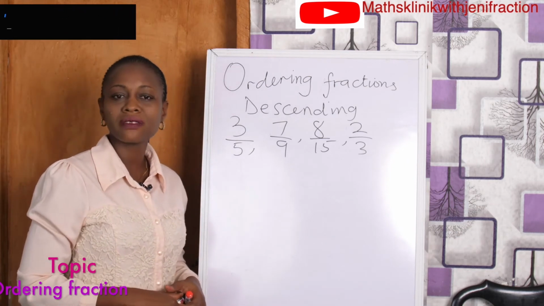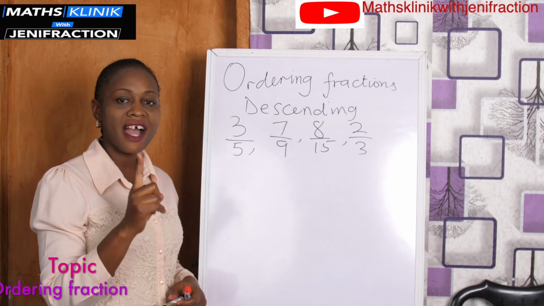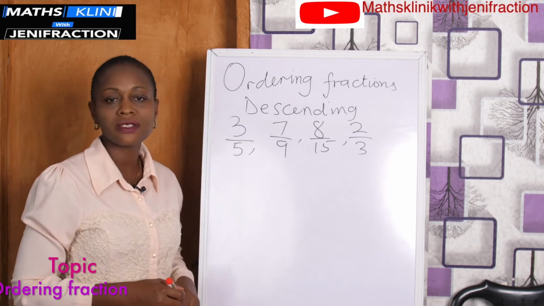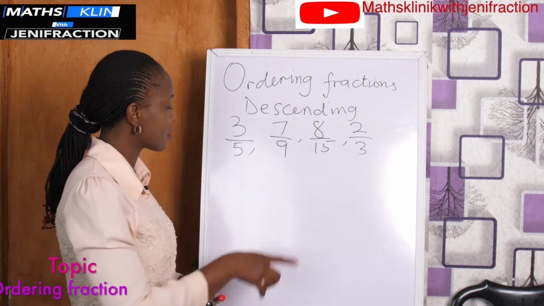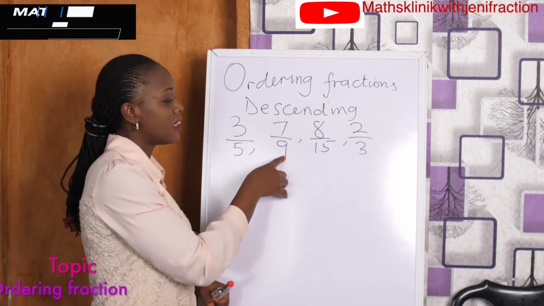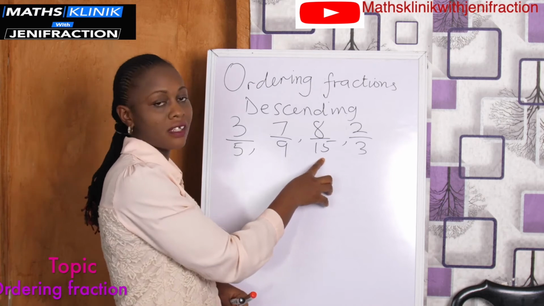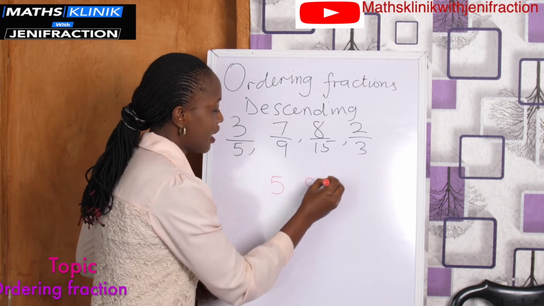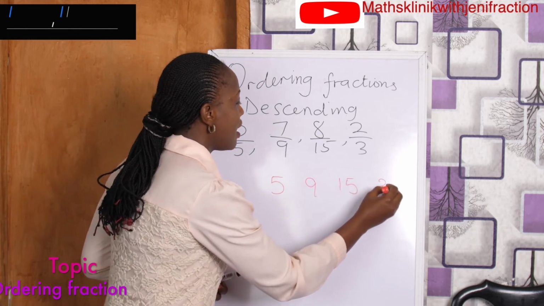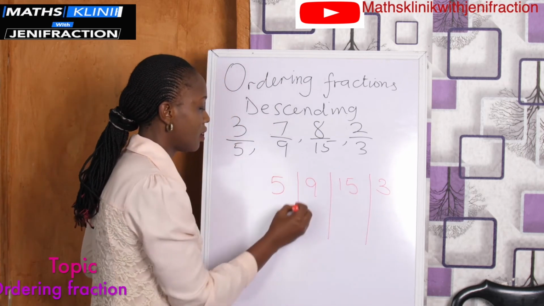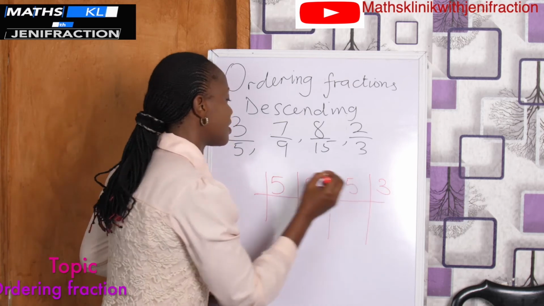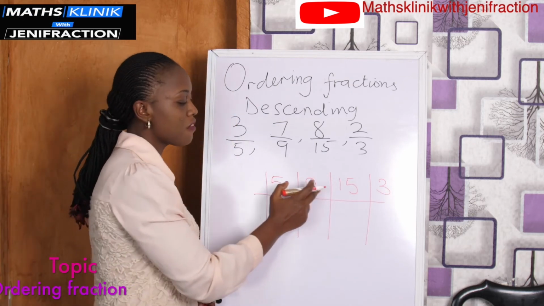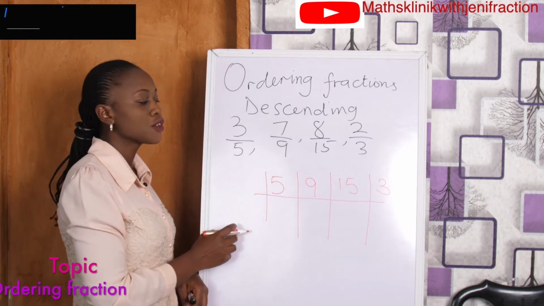What is step 1? Step 1, find the LCM of the denominators. So what are the denominators? 5, 9, 15, and 3. Now we're finding our LCM. Are we using 2? No, because there is no factor of 2 in this. So we use 3.